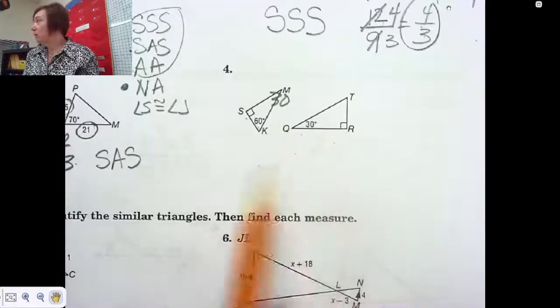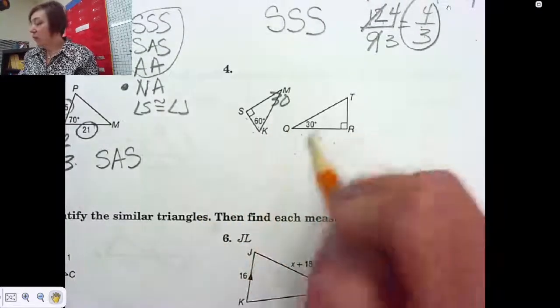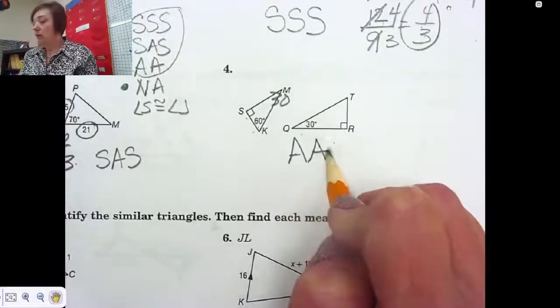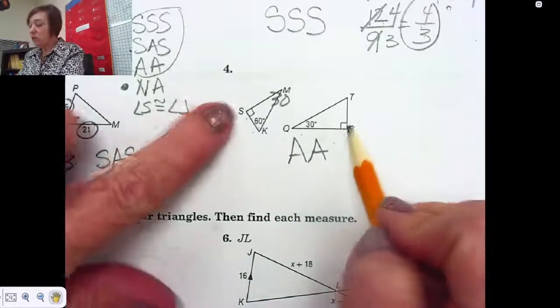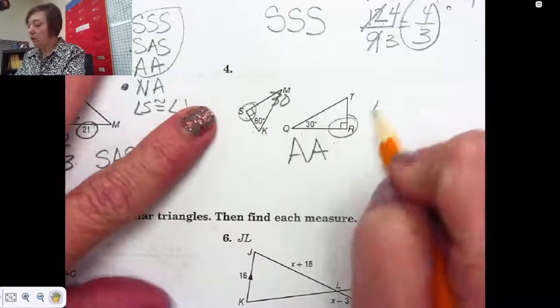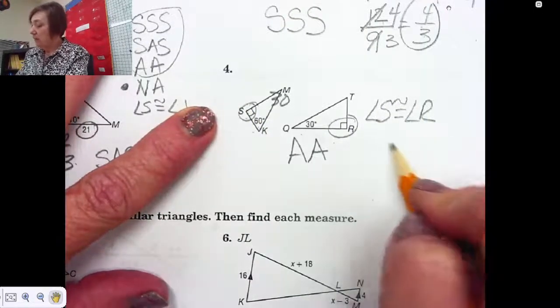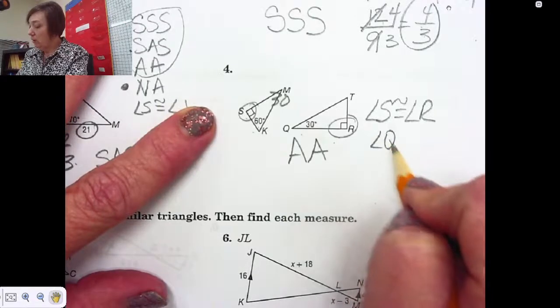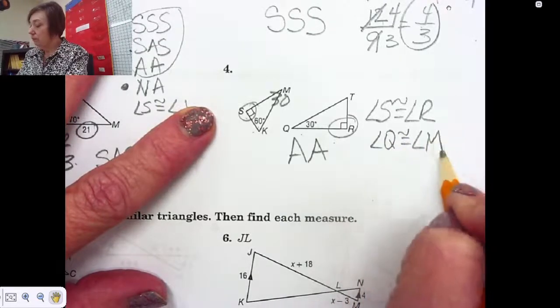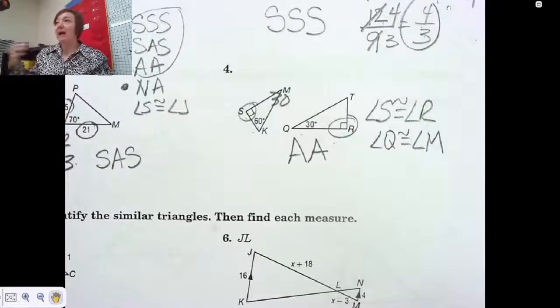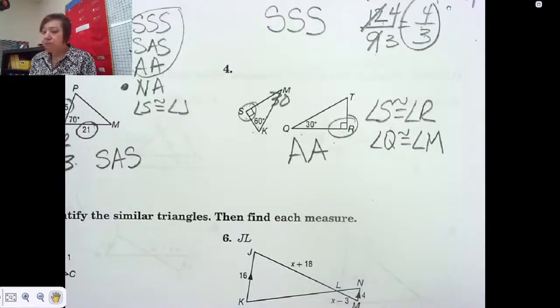Are these 2 triangles similar? Yes. Based on what? Angle, angle. Because we have 2 90-degree angles, so angle S is congruent to angle R, and angle Q is congruent to angle M. And we know that the third angle has to be congruent if you have 2 congruent angles, right? Okay, y'all see how simple this is? It's pretty simple, right?